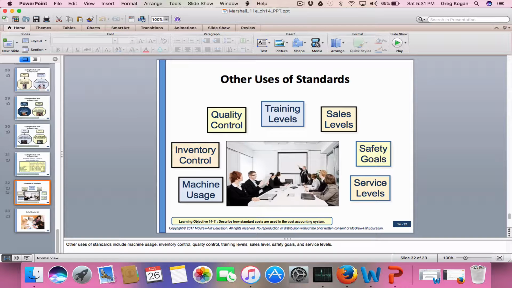Again, how can you apply standard costs? There also can be other standards, not just cost, but standards of safety goals, sales levels, training levels, quality control, inventory control, machine usage. So you can set an idea of where you want to be at a level of a process and use standards to get there. And that's ultimately what this chapter is all about. It's not just about the dollars of it all, but rather setting a certain standard and measuring the improvement so that you can get there. And I think that's how you can achieve a lot of continuous improvement and overall success in strategy and business.